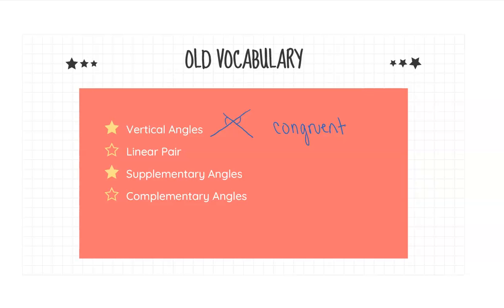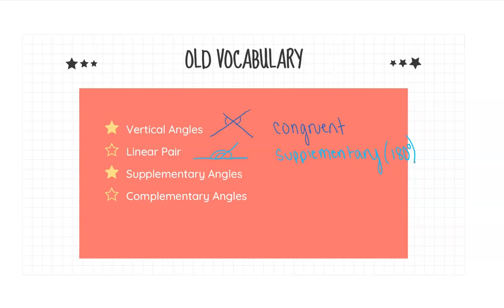Linear pair. For a linear pair, we have two angles that share the same base and they also share a ray. These two angles are going to form a line. And we know that a line is going to be 180 degrees, which means that these two angles will be supplementary, which means they add to 180 degrees.